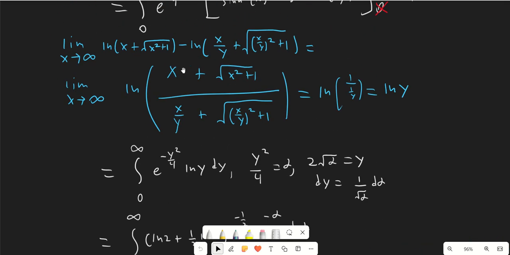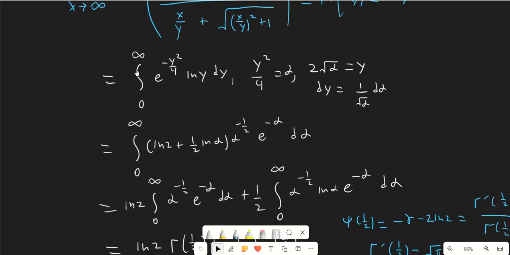You can also prove this by dividing by x on the top and bottom in here, but I just went ahead and said that the ratio of the coefficients here is going to be 1 over y. So we get the integral from 0 to infinity of e to the negative y squared over 4 times natural log of y dy. Now, letting y squared over 4 equal alpha, we get that 2 root alpha equals y, or dy equals 1 over root alpha d alpha.